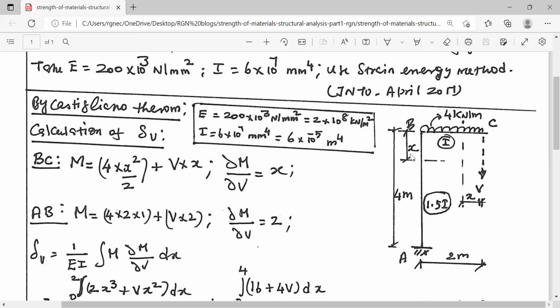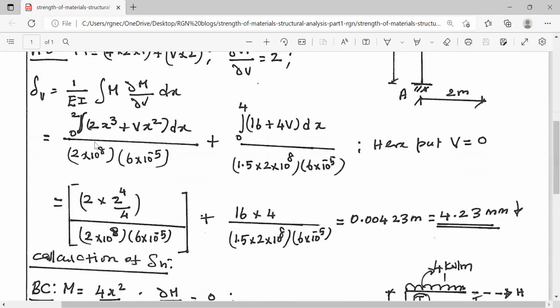By taking a section X from the reference point, we have written down the bending moment expressions. So the limits are ranging from B to A, that is 0 to 4. And this is what has been written here. This is for the portion CB. This is for the portion BA. The limits are 0 to 2, 0 to 4.